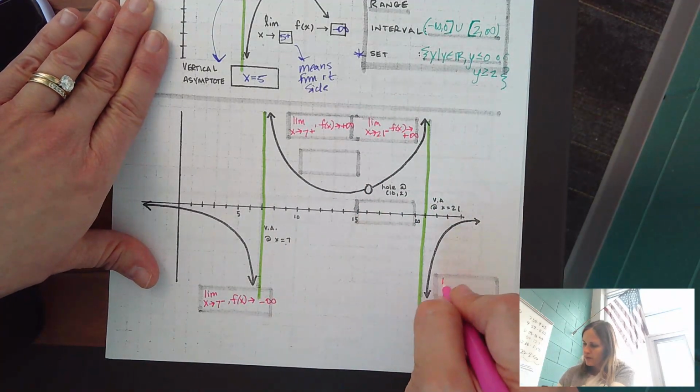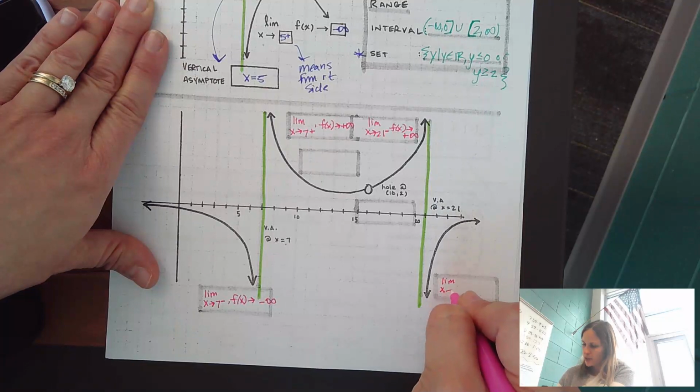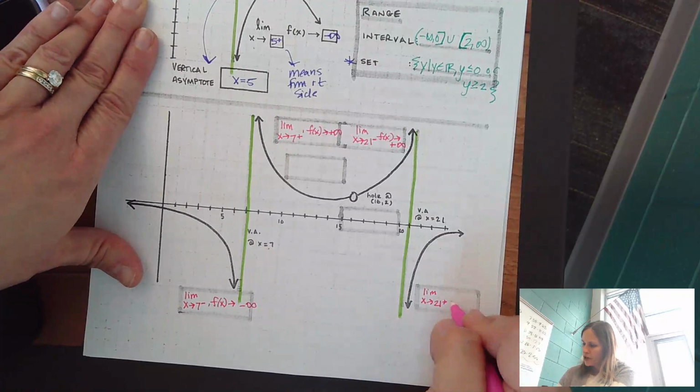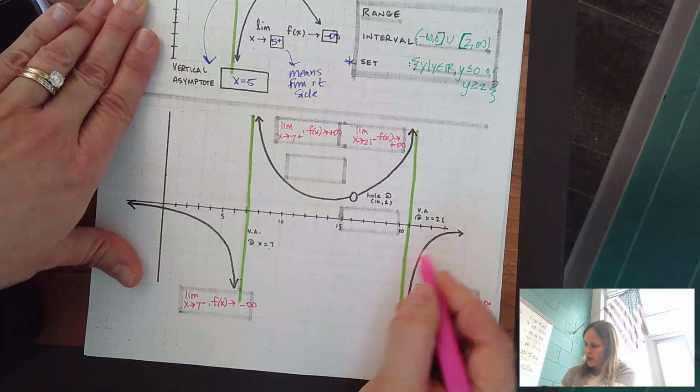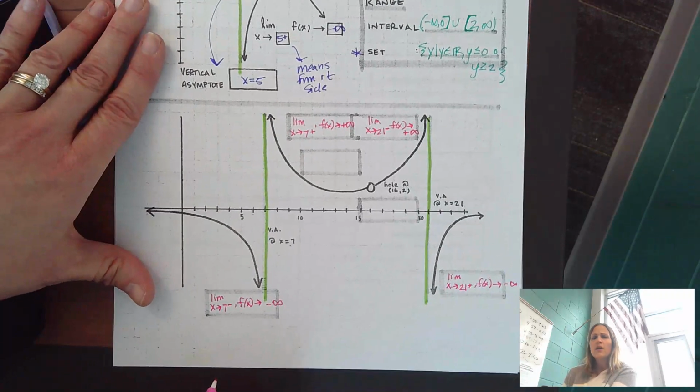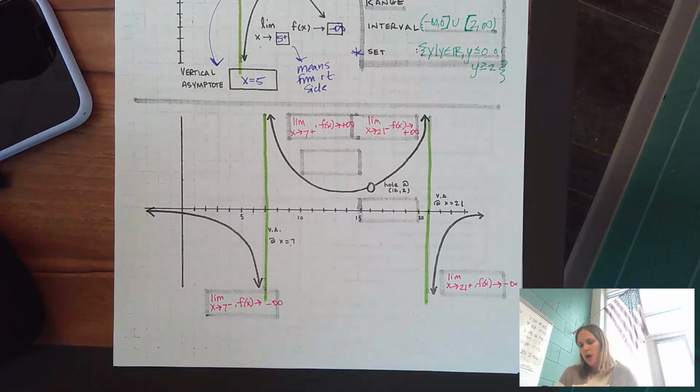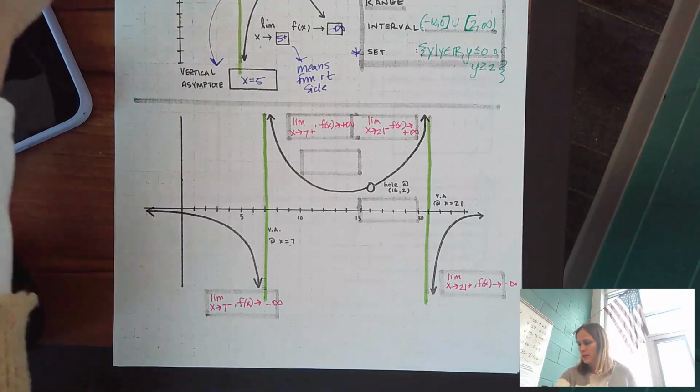On the right of this asymptote, so the limit as x approaches 21 from the right, my function is going down, so it's negative infinity. So on the right side, it's pointing down. So that's how you would do the end. So we call those our asymptote limits, our vertical asymptote limits.